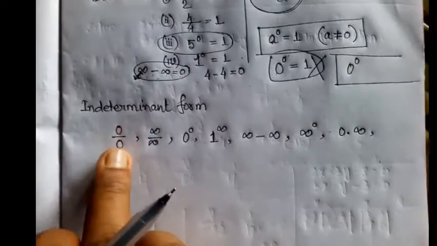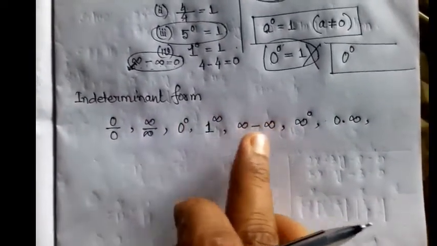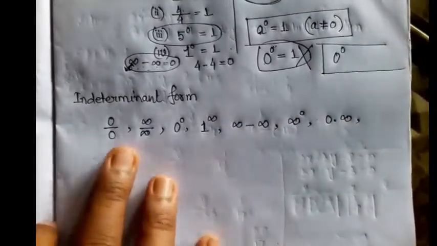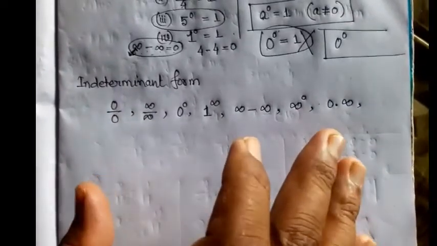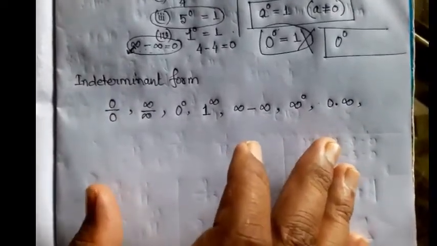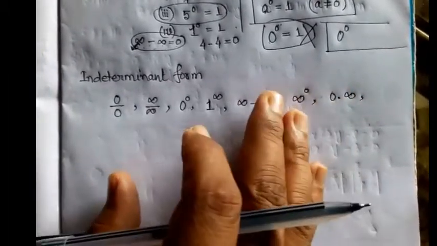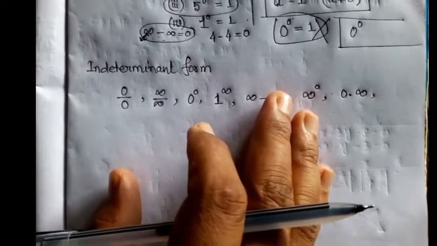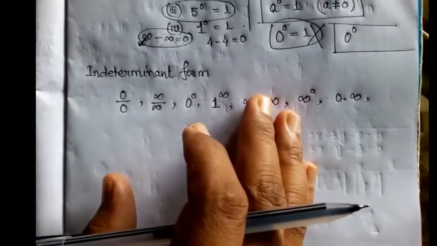Okay, so 0 by 0, infinity by infinity, 0 to the power infinity, 1 to the power infinity, infinity minus infinity, infinity to the power 0, and 0 dot infinity. These 7 are indeterminate forms. Now the question is, we are doing the chapter indeterminate form of limit, and we will solve all those indeterminate forms of limit by L'Hospital rule. Actually it is read as L'Hospital.